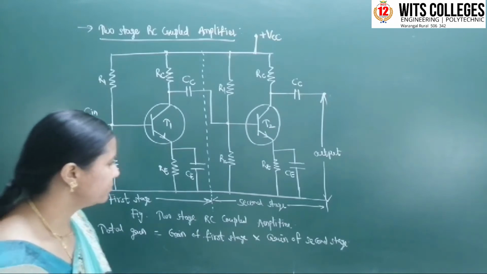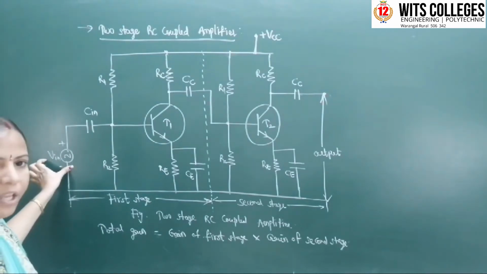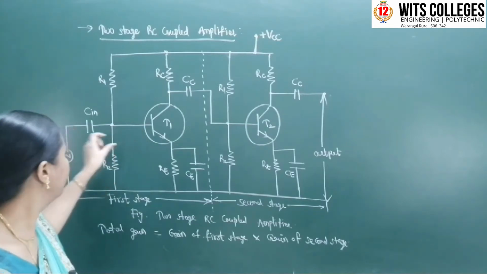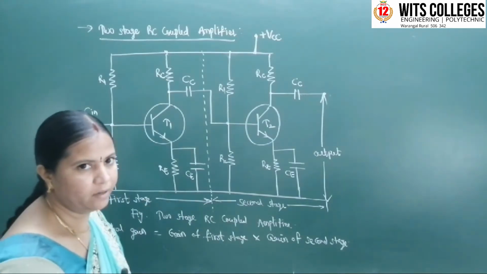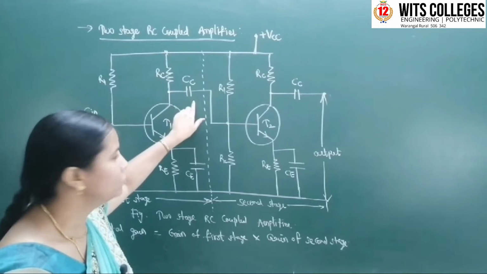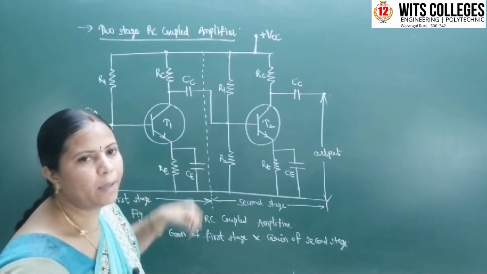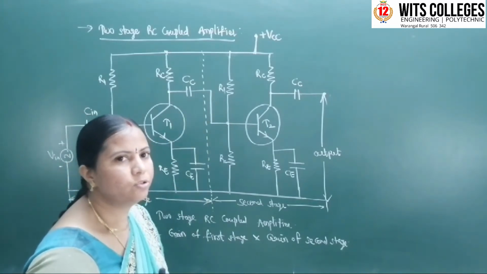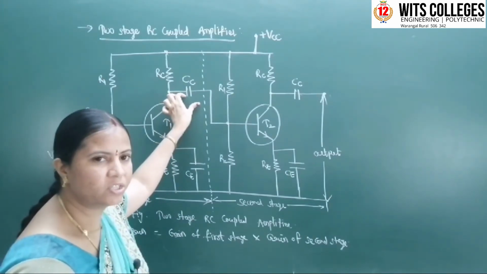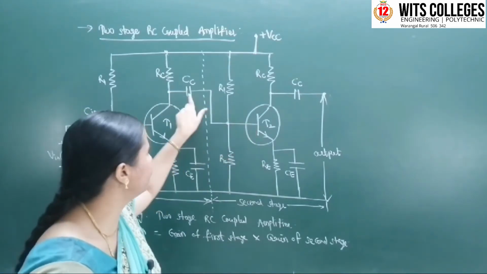Coming to the working, we give the input AC signal to the base of the first transistor by using the input capacitor Cin, and the amplified AC signal we get at the collector resistor and coupling capacitor. At the coupling capacitor we are getting the amplified AC signal. The amplified AC signal at the first stage output is connected to the next stage of the amplifier by using the coupling capacitor.